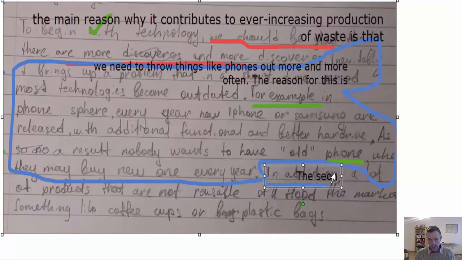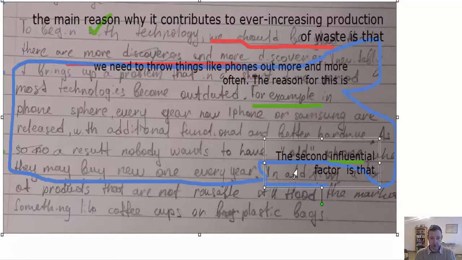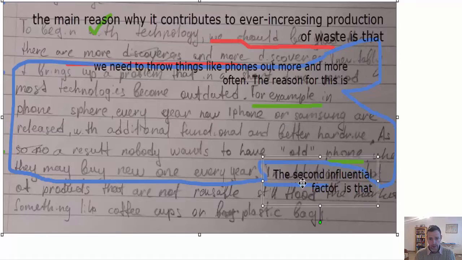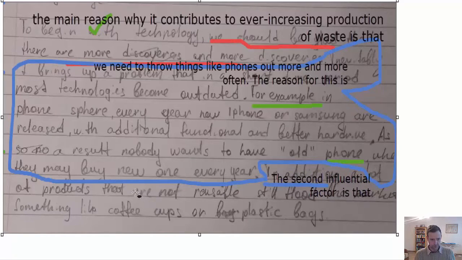The second reason is that. Yeah, so then we've clearly got the main reason up the top, and then the second reason down here. We might want to paraphrase the second influential factor. There we go. The second influential factor is that. Okay, but you definitely want to balance those two more, because this is not balanced, unfortunately. Yeah. But good, there's still an example there.